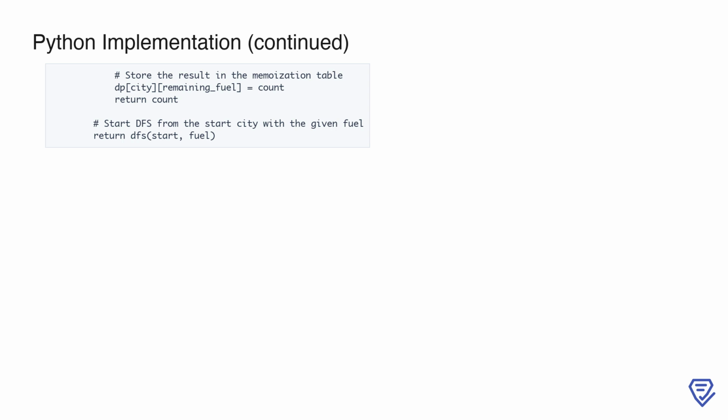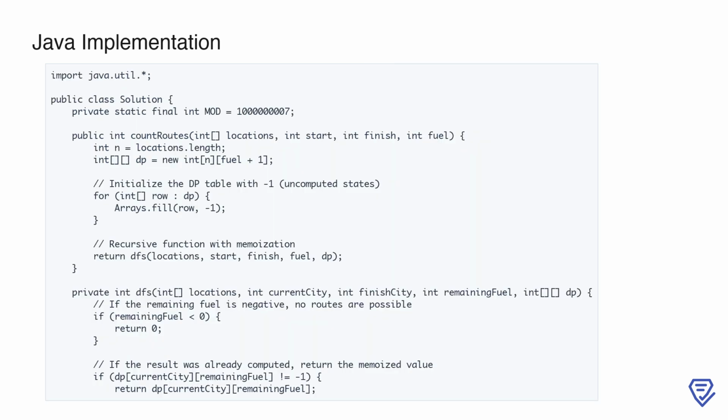Here, we start by defining the class and importing the necessary utilities. At the core, we declare a constant mod to perform modulo operations, ensuring that our results remain within bounds for large numbers. The main method, countRoutes, accepts an array of locations, the starting and finishing cities, and the available fuel.